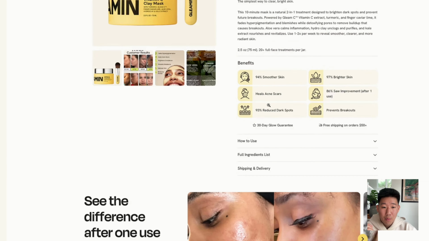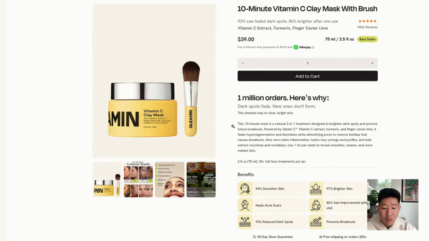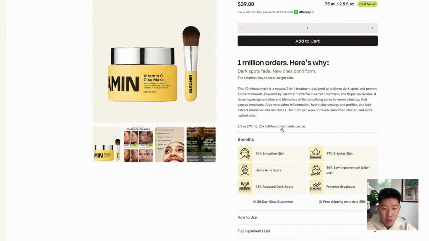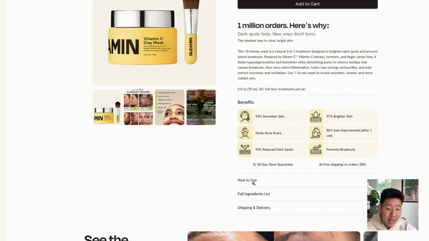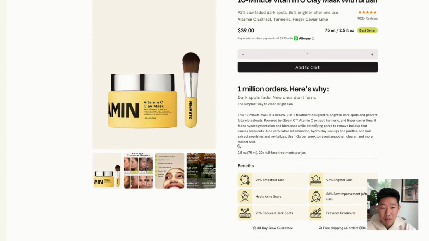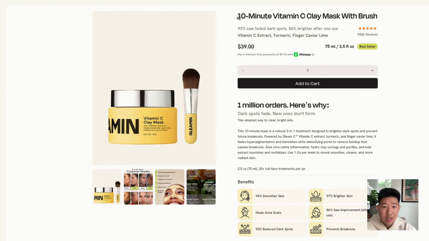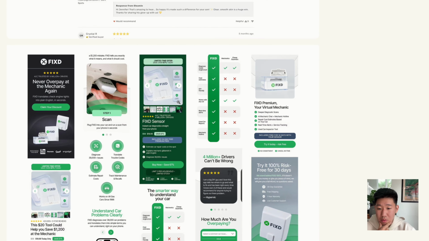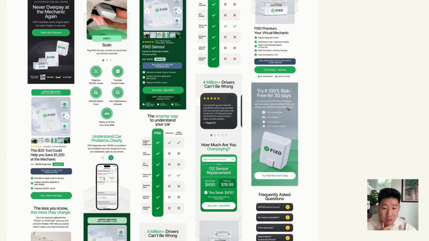For example, when you're selling something like this, you don't necessarily need to show how it works. Of course, we have it available, how to use, but it's not a big objection that people have. The main one is just understanding and trusting that it actually works, especially for skincare. They just need to see proof, which is why it's different for this brand here. They need to show how it works, and then we have everything else after that.